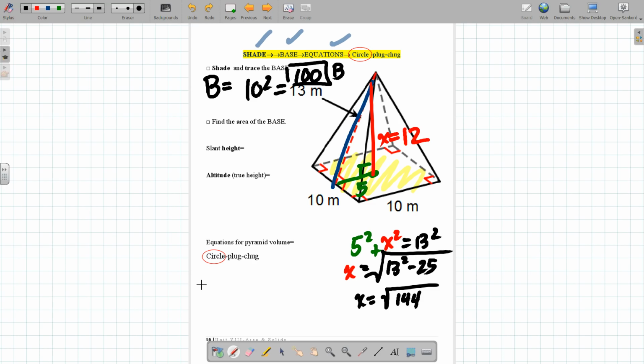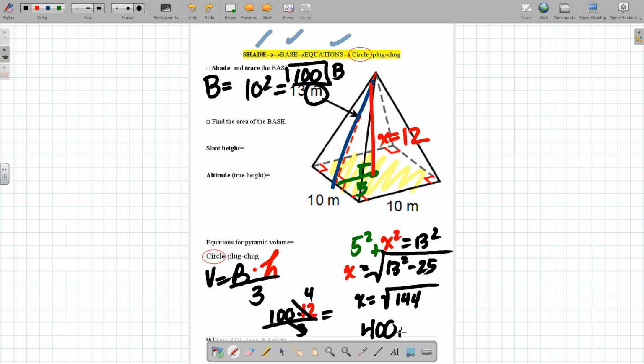So volume of a pyramid is base times height over 3. Our base is 100. Our height is 12 over 3. 3 goes into 12 4 times. Your final answer here should be 400. Check for units, meters cubed.